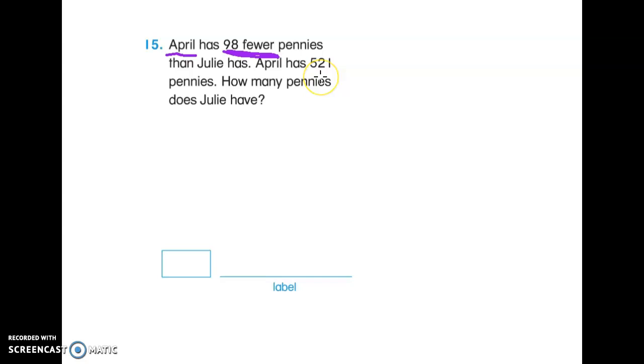So now we know that April has 521. I'm going to show you how to do this in your comparison bars as well as explain it. So first of all, April has 98 fewer and April has 521, which means that Julie has more. So if Julie has more, her number is going to be bigger than this number, which means you actually have to add even though you see the word fewer. Now let me show you in a comparison bar why that is.